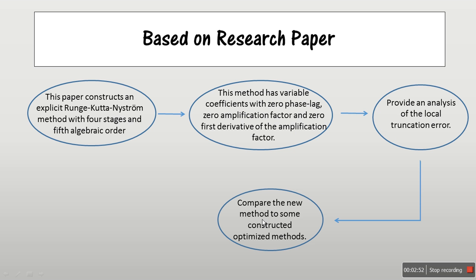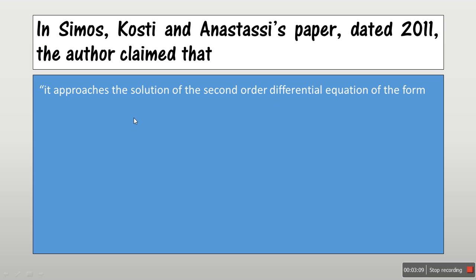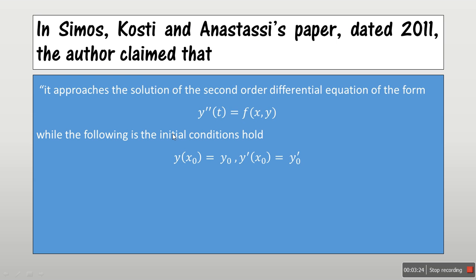In this paper, we are comparing the new method to some constructed optimized methods to measure the efficiency of the method. In Simos, Kosti, and Anastassi's paper dated 2011, the author claimed that it approached the solutions of the second order equations where y double prime of t can be represented in this form of ordinary differential equation, where y(x naught) equal y naught and y prime(x naught) equal to y prime naught is where the initial condition holds.